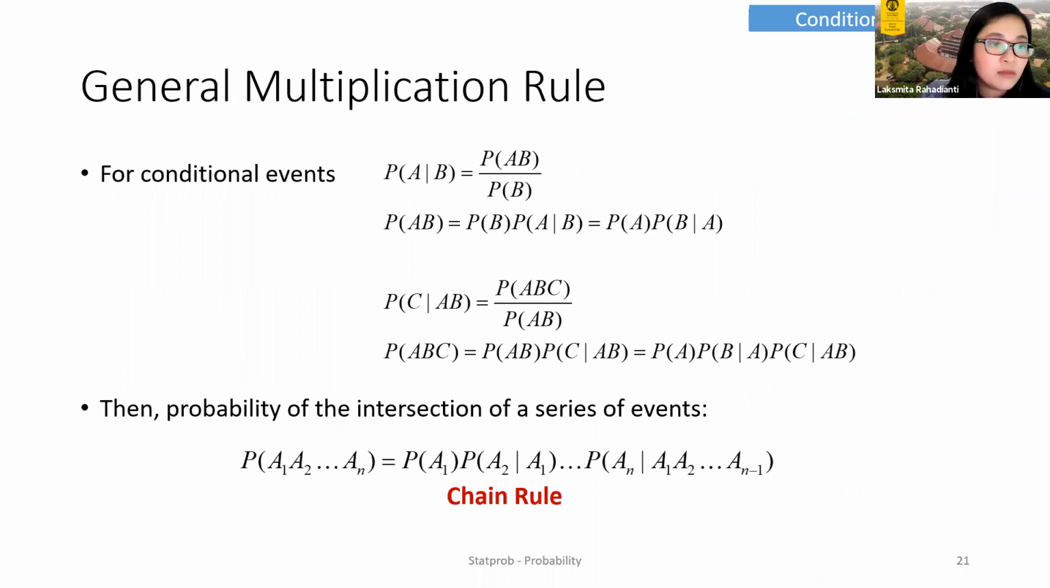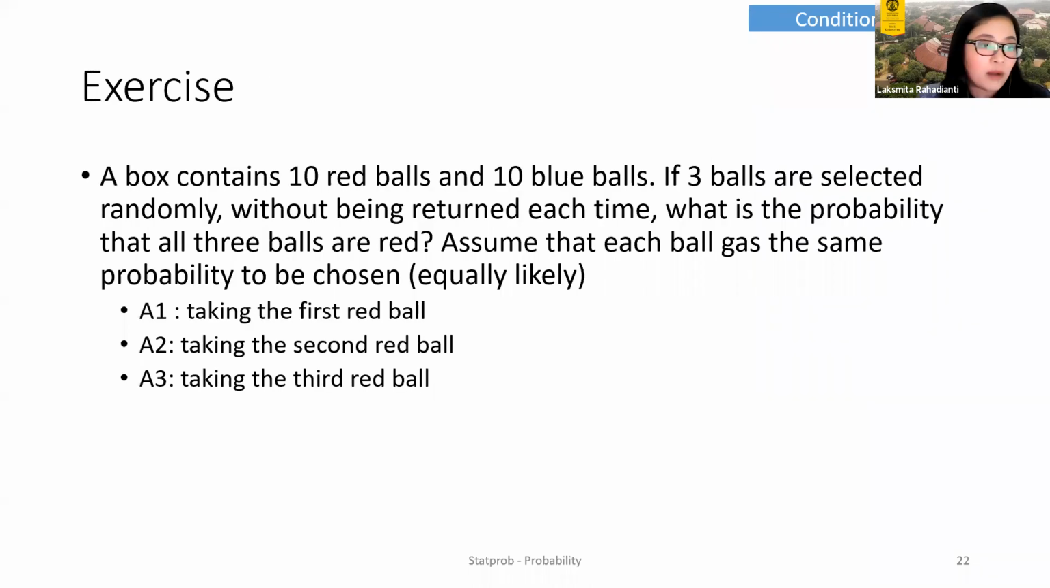So based on this general multiplication rule, I then can solve this problem, in which I say that I have a box containing 10 red balls and 10 blue balls. So I have a box, I have 10 red ones, I have 10 blue ones.